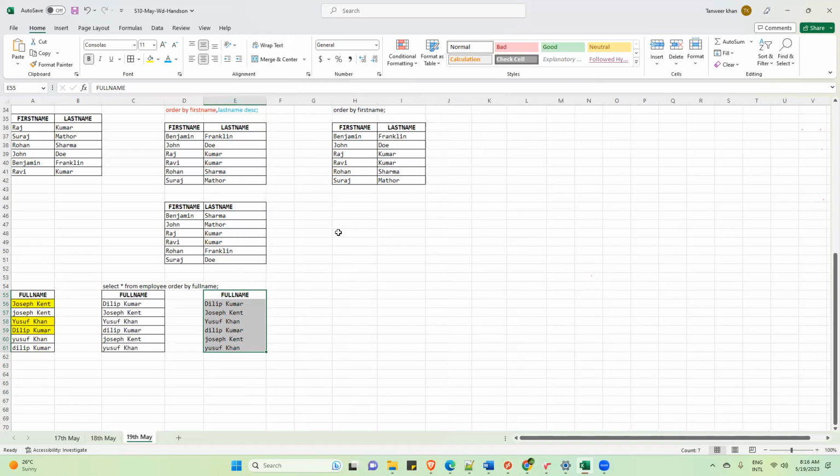So you understood how the engine sorts data in ascending or descending order based on the case, like uppercase and lowercase. Many times when I have asked this question, especially for junior roles, those who don't know the concept of ASCII will think that Dilip Kumar and Dilip Kumar will be placed together, then Joseph Kent, then Yusuf Khan. No, these are all misconceptions. So now you are clear with this. Shall I proceed further?